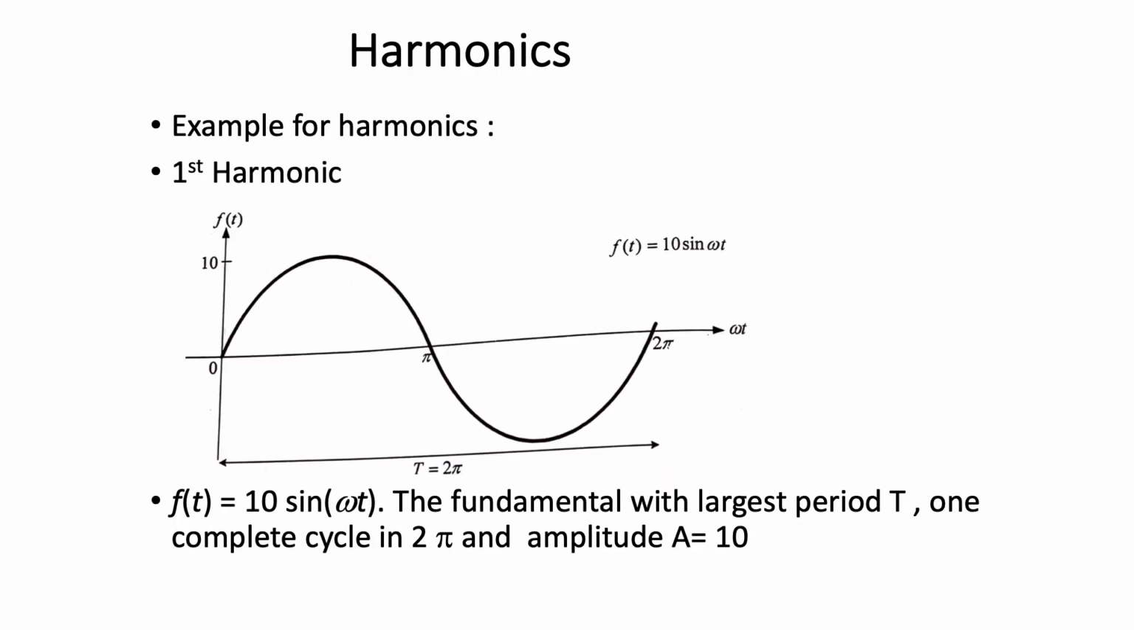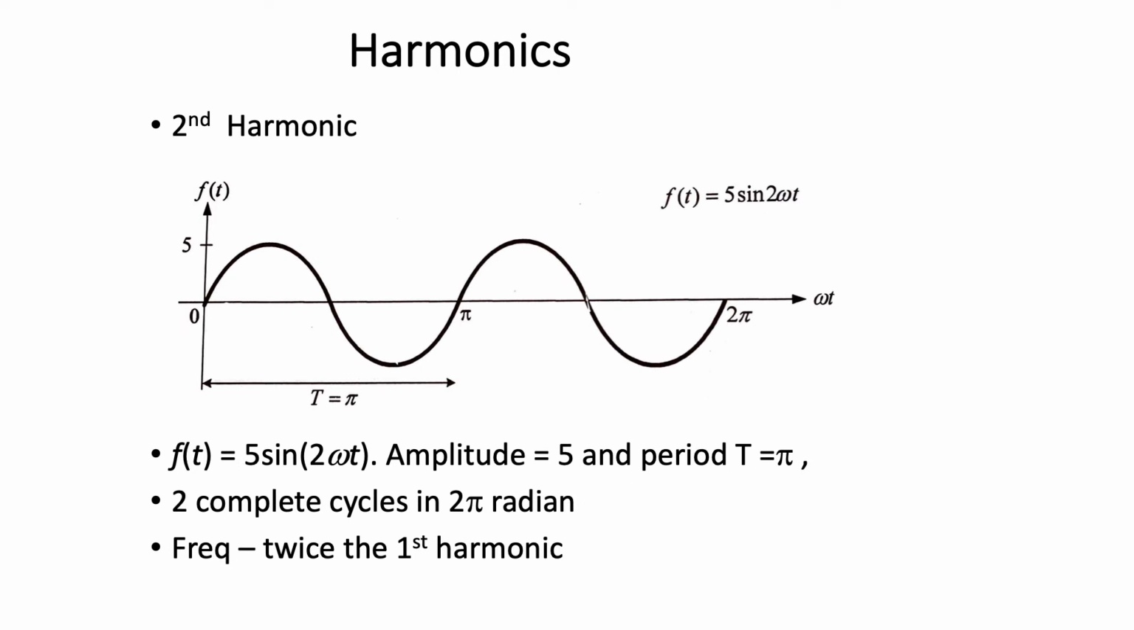Our next topic is on harmonics. The examples of harmonic functions are illustrated below. The first one is the first harmonic with f(t) equal to 10 sin ωt. This is the fundamental with largest period T equal to 2π. It completes one cycle in 2π, and the amplitude for this harmonic is 10.